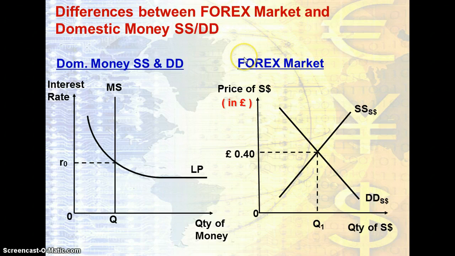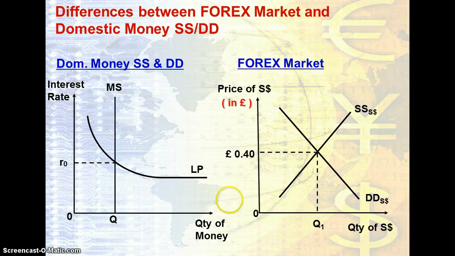On the other hand, the diagram on the right refers to the market of Singapore currency. In this case, the demand for Singapore currency is downward sloping, while the supply of Singapore currency is upward sloping. Over here, it refers to the price of Singapore dollars in terms of pounds. So the intersection over here refers to the exchange rate of Singapore currency in terms of pounds, which means to say that for every 1 unit of Singapore dollars, it can be exchanged for 40 pence.